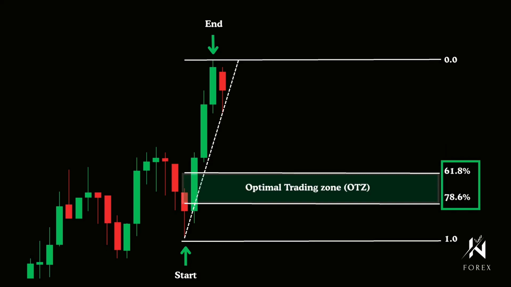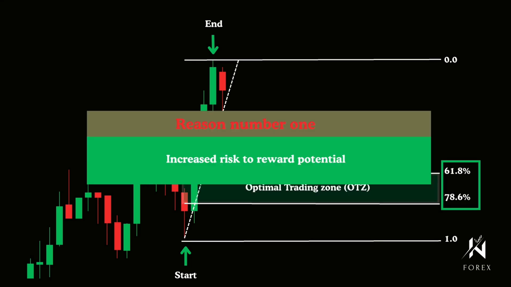However, two particular retracement points form what is known as ICT's optimal trading zone, or OTE. Those are the 61.8% and the 78.6% retracement levels. There are several reasons why this area is viewed as a prime spot for trade setups. Reason number one: increased risk to reward potential.